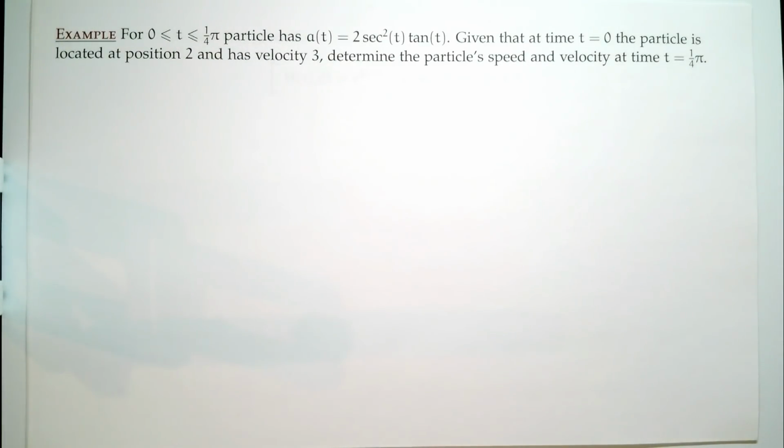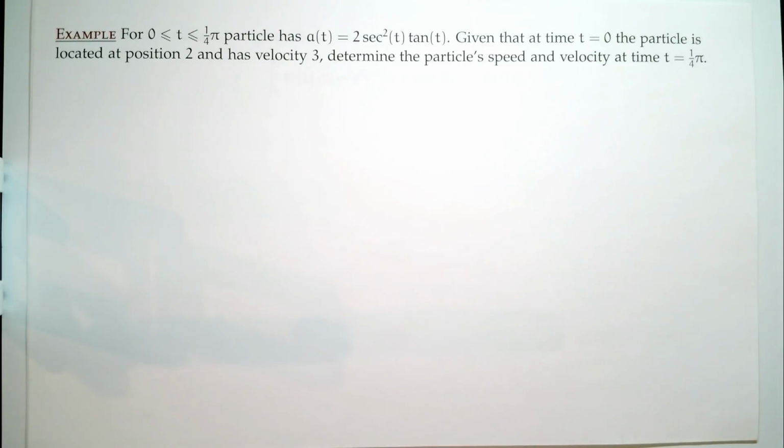So for time, we usually think of t as time. Between 0 and pi fourth, a particle has a of t, and that stands for acceleration, 2 secant squared t tangent t. Given that at time t equals 0, the particle is located at position 2 and has velocity 3, determine the particle's speed and velocity at time t equals pi fourth. So this is motion. So we're going to try to understand motion.